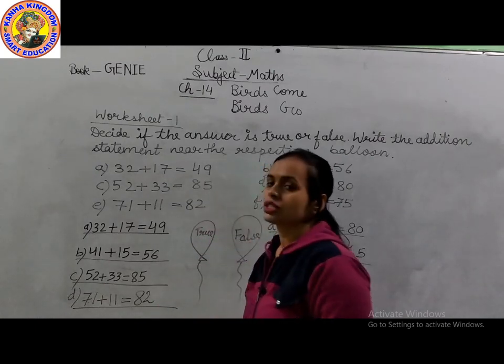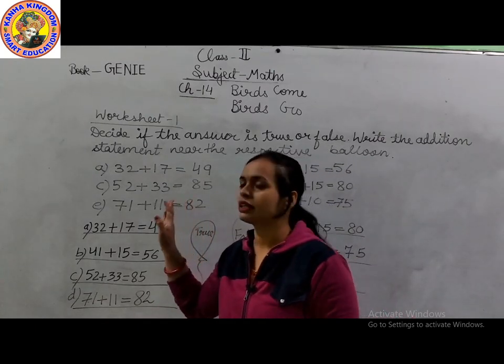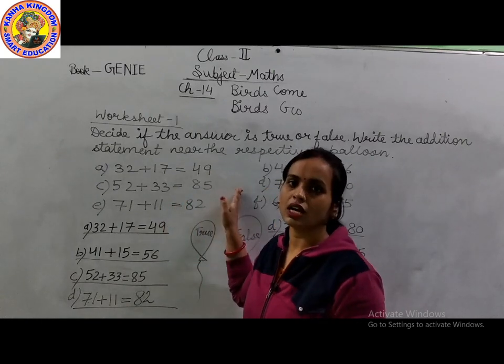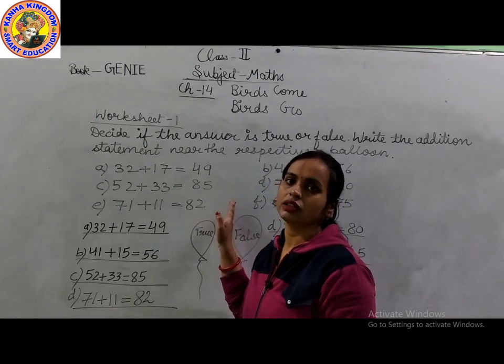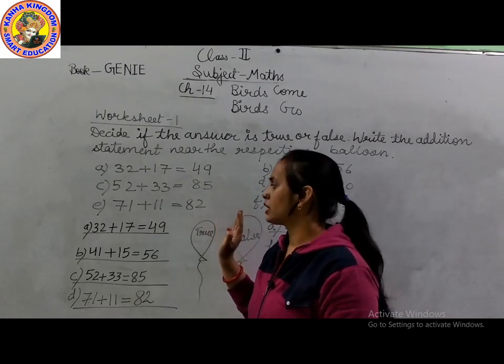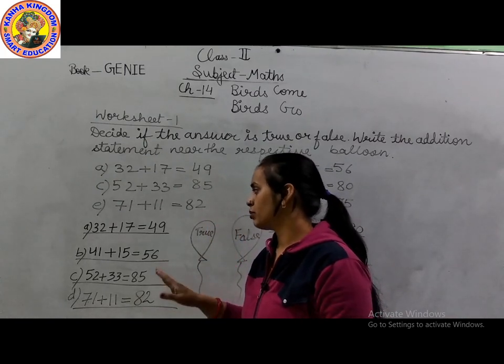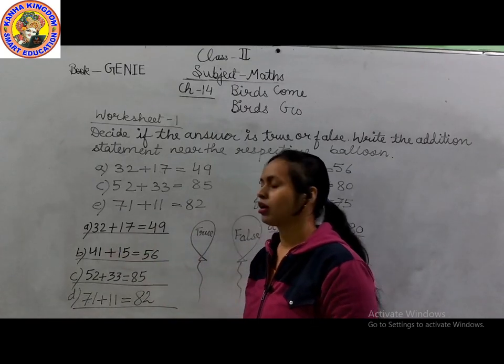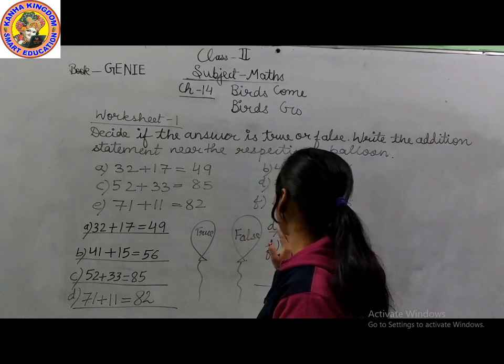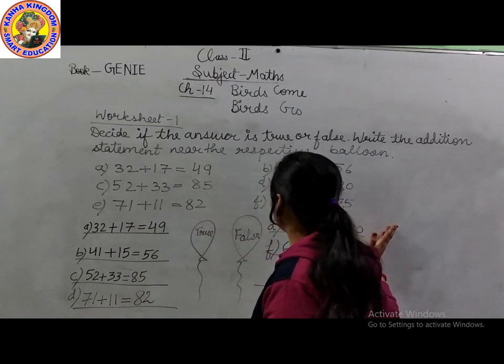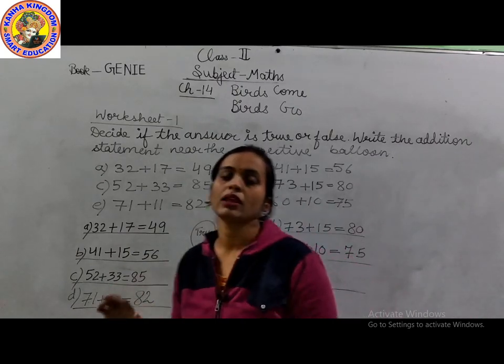Okay. So first you add the numbers, then check whether the answer is correct or incorrect. If the answer is correct, write the addition statement near the true value. If the answer is incorrect, write the statement near the false value.